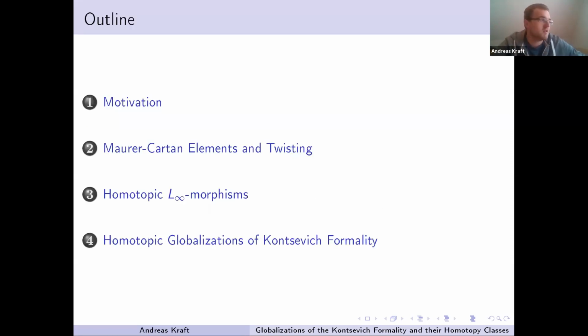So the outline of my talk is like this. First, I want to give you some basic ideas about deformation quantization and what the Kontsevich formality theorem states, and a bit how the globalization works. Then we need to recall some notions, so Maurer-Cartan elements and equivalences between them and the twisting procedure. Then in the third point, I want to tell you what homotopic L-infinity morphisms are and prove this theorem that the twisted morphisms are in some cases homotopic. And then we will apply it to the globalization.